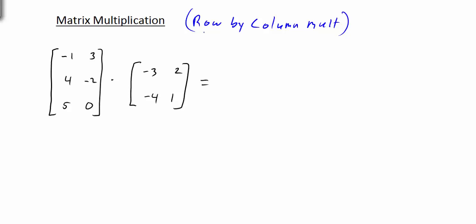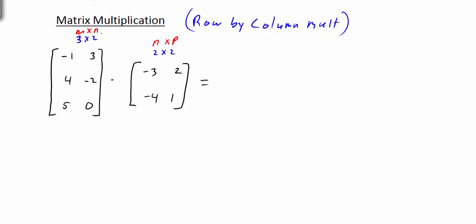Now pay close attention, this is going to be a little bit different here. If you notice here, we have a 3 by 2 matrix, and we're multiplying this by a 2 by 2. Now when we multiply here, if we start with what's called an m by n, you have to multiply this by an n by, we'll say, p.